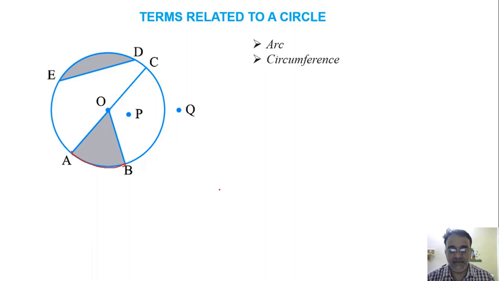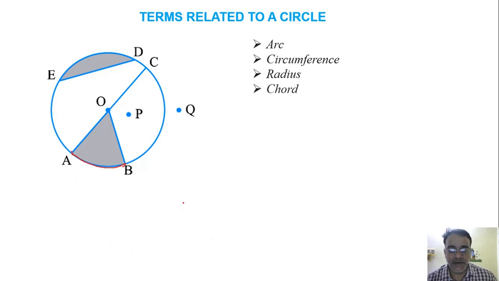Next one, circumference. What is the circumference of a circle? The perimeter of a circle is called the circumference of a circle and it is equal to 2 pi r. Next is radius. What is radius? The line joining the center to any point on the circle. So here OB, OC, OA are the radii.